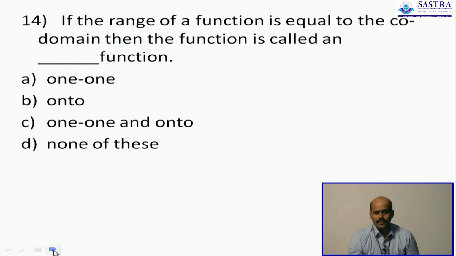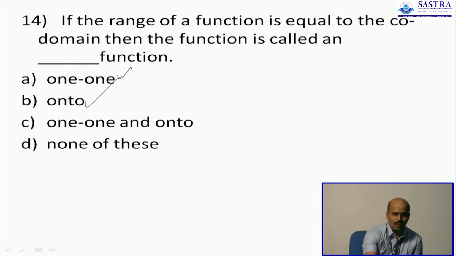Okay, the range of the function being equal to the codomain of the function is called an onto function. We have already seen this. That's not what you call a one-to-one, that's not what you call both, that's what you call none of the above. It is actually an onto function.